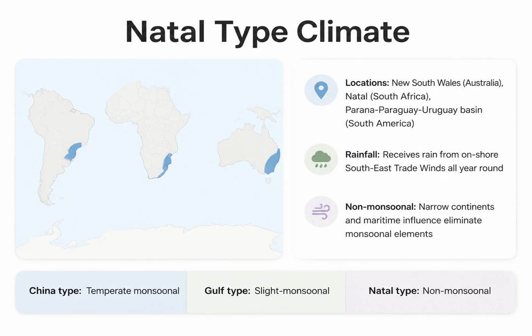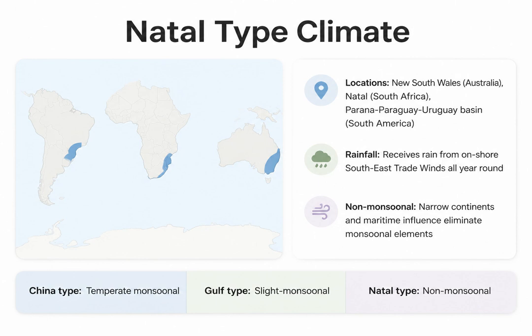In the southern hemisphere, we encounter the Natal-type climate. You will find this in New South Wales in Australia, the Natal region of South Africa, and the Parana, Paraguay, Uruguay basin in South America. What sets the Natal type apart is that it receives rainfall all year round from the onshore southeast trade winds. Because the land masses in the southern hemisphere are much narrower, the maritime influence dominates, completely eliminating the monsoonal elements.